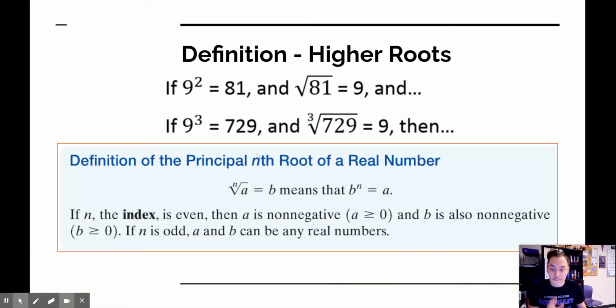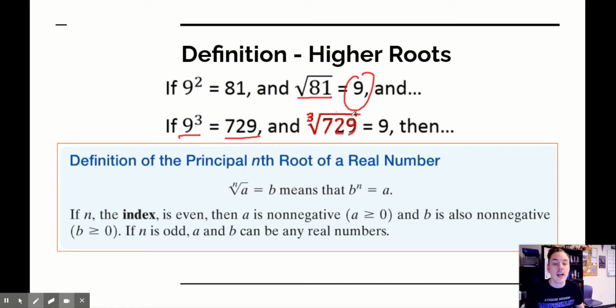Ready? First thing I want to tell you, there is such a thing as a higher root, okay? If I take not just 9 squared, we already know 9 squared is 81, and the square root of 81 is 9. Now, I can also take 9 cubed, which is 729. And now I can take the cube root of this. So the cube root of 729.